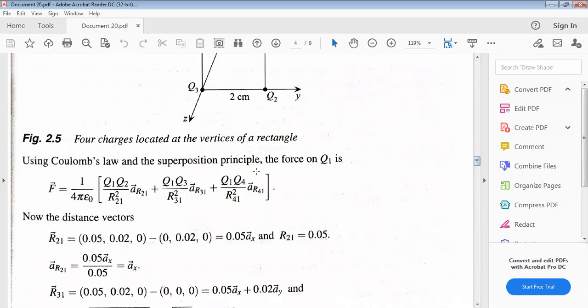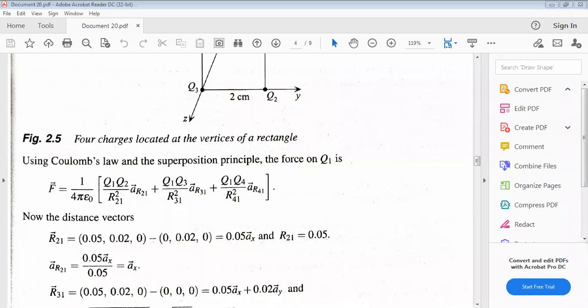Again, according to Coulomb's law, by using the superposition principle, F equals the individual forces. You may directly find the individual ones. So F21 equals Q1 Q2 by 4 pi epsilon naught R21 whole square. F13 equals Q1 Q3 by R31 whole square. Q1 Q4 by R41 whole square. We just have to substitute and simplify.